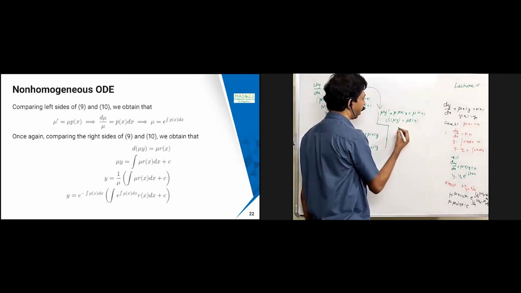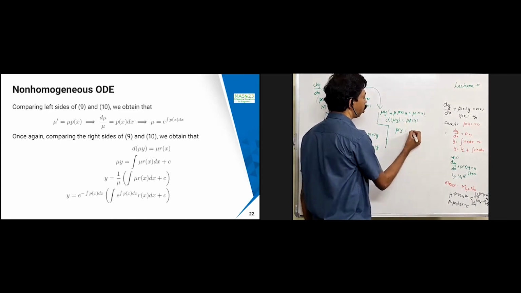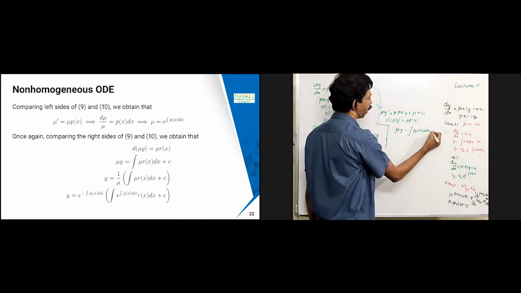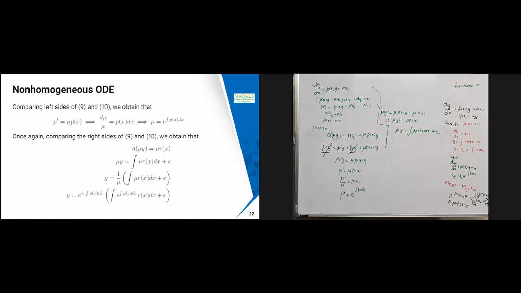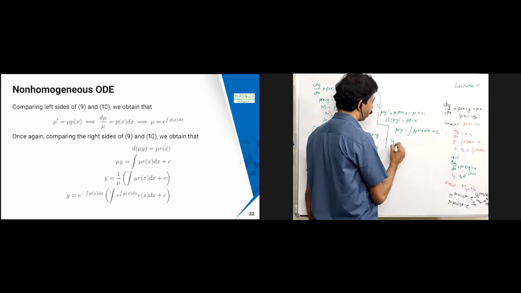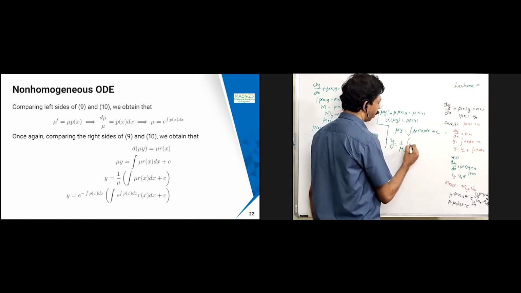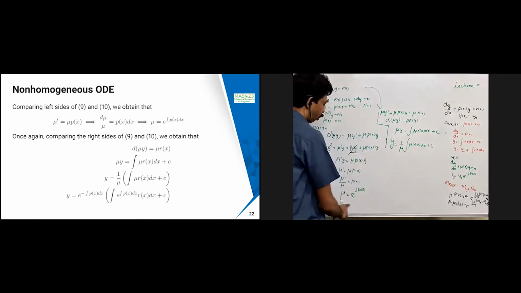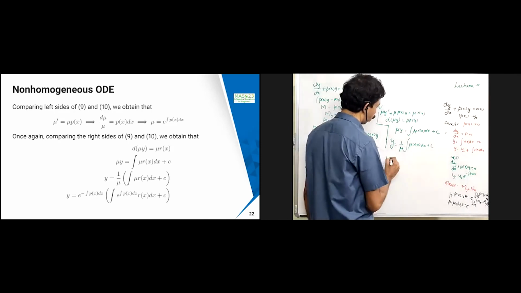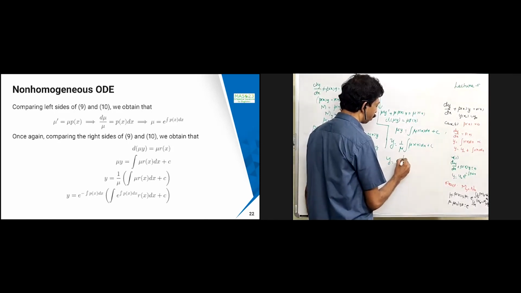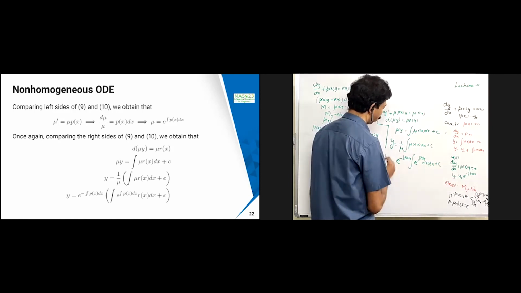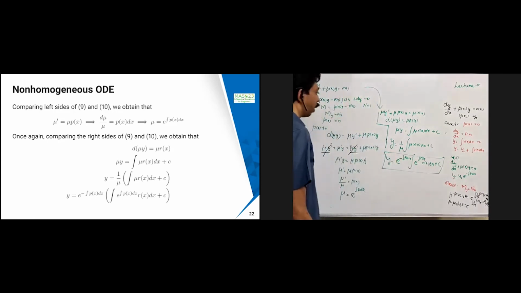If I integrate on both sides, you are going to get nu of y equal to the integral of nu of r of x dx, plus some constant will come. Therefore, y is going to be 1 by mu times the integral of nu r of x dx plus c. But what is mu? Mu is e power integral p dx. Therefore, y is going to become e power minus integral p dx times the integral of e power integral p dx into r of x dx plus c. This is nothing but your y.